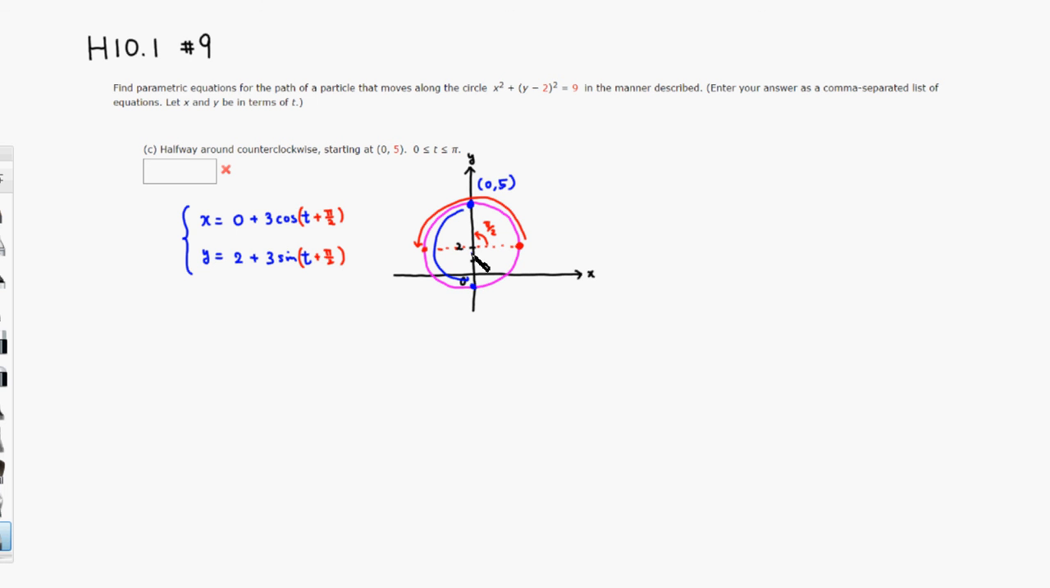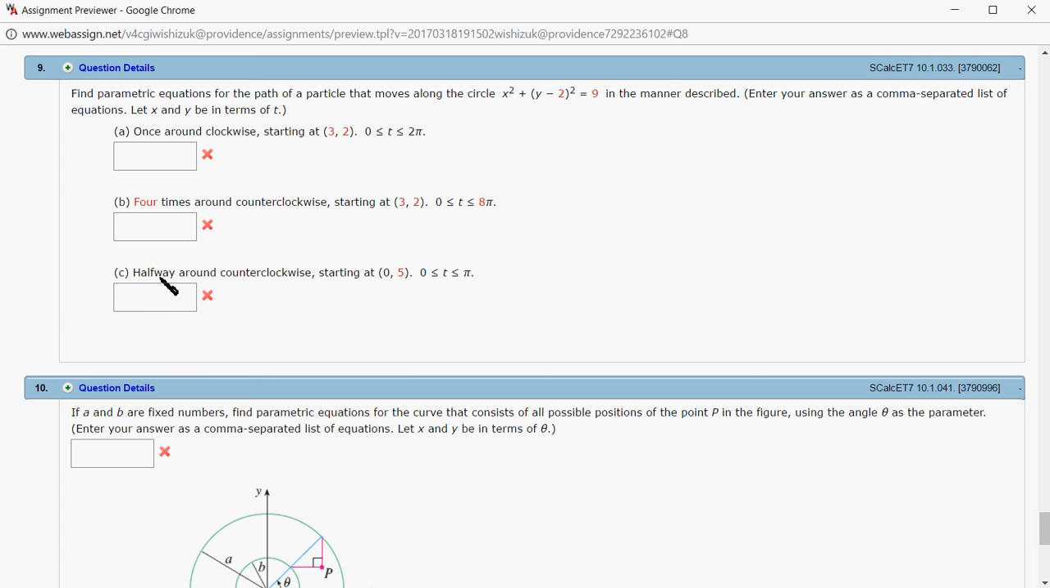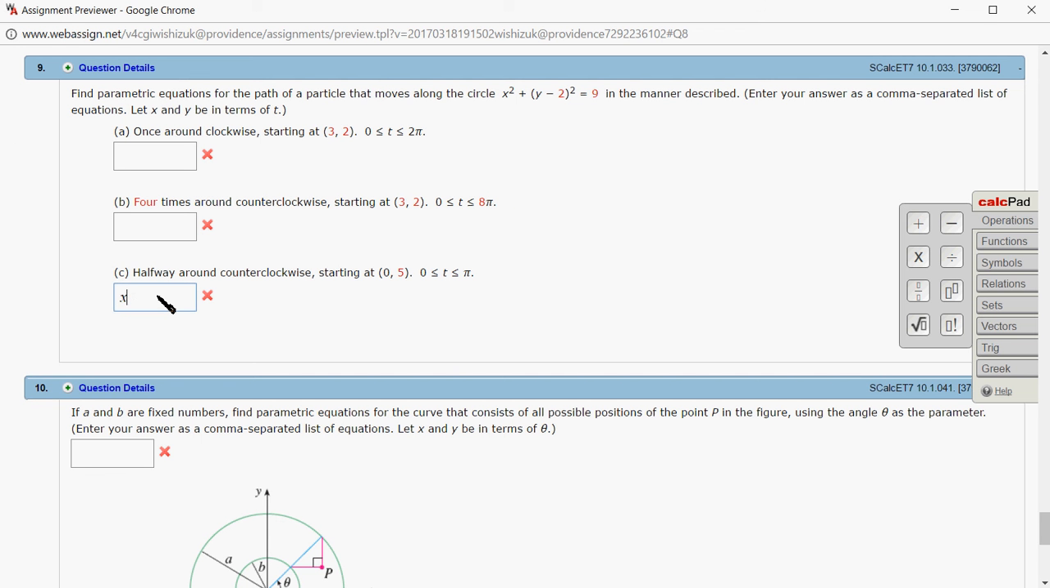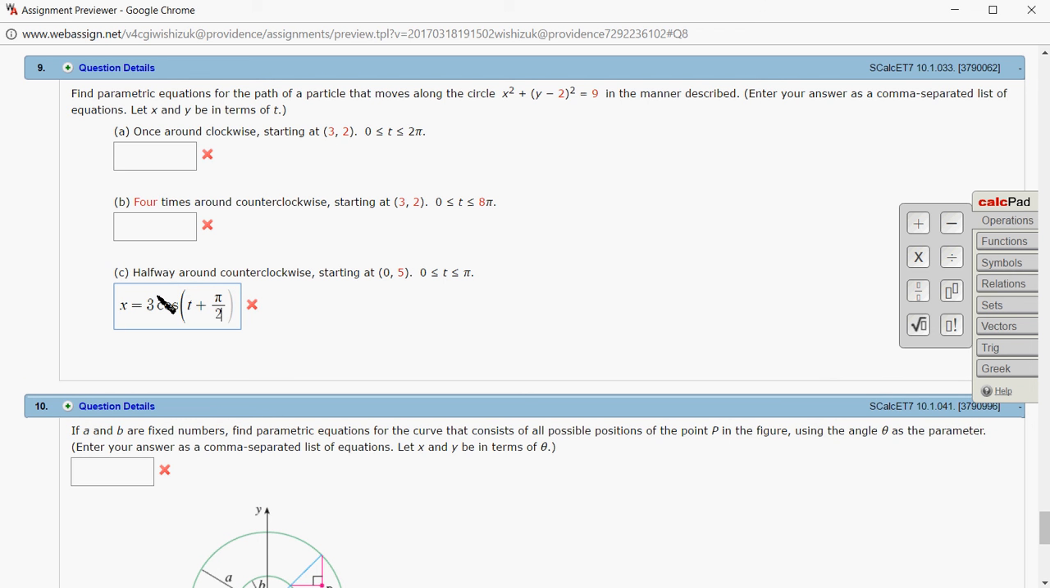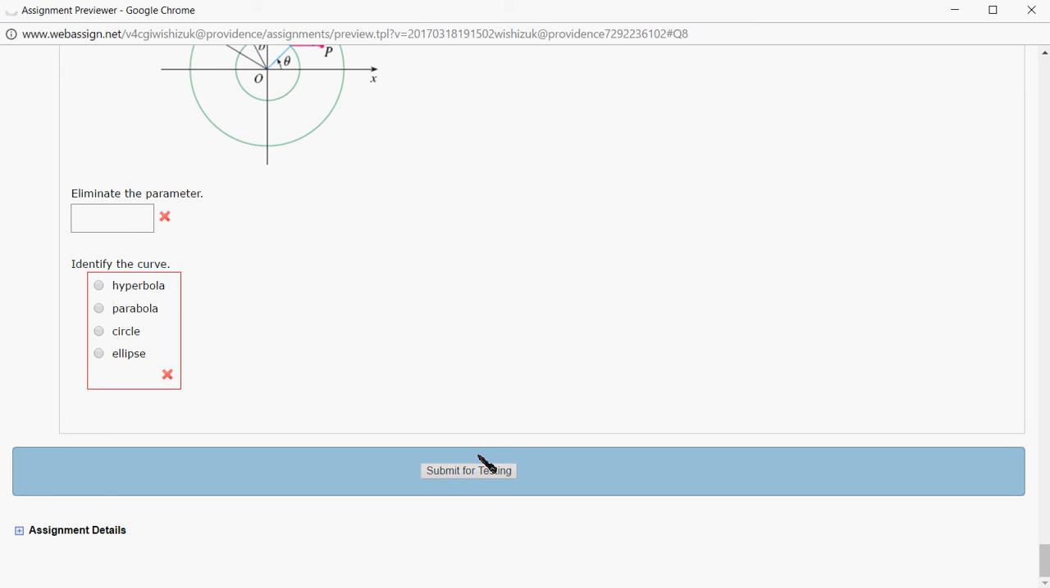All right, so let's type it in. We got x equals 3 times cosine of (t plus pi over 2), right? And then y is equal to, let's see, 2 plus 3 sine of (t plus pi over 2), right? I think that will do it. All right, so let's submit for testing.